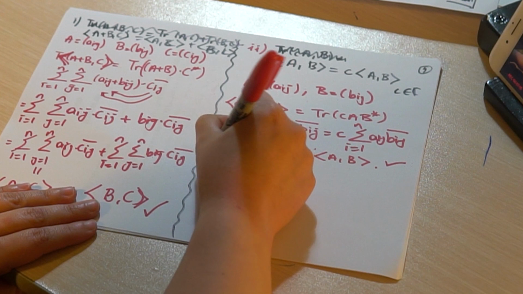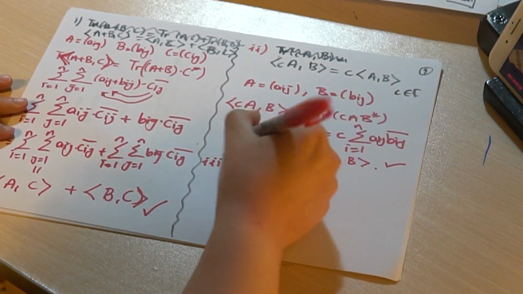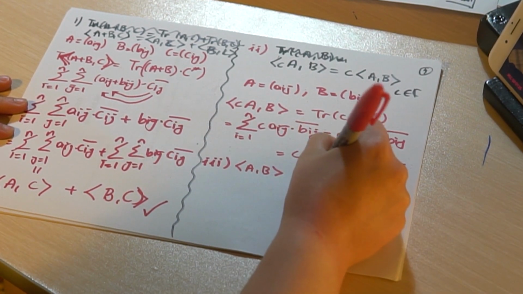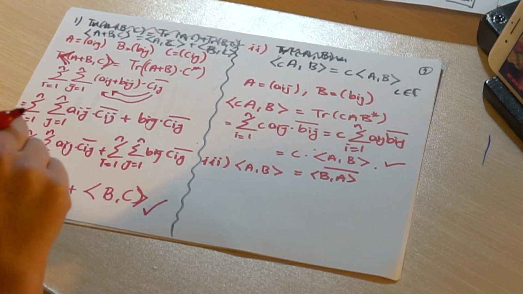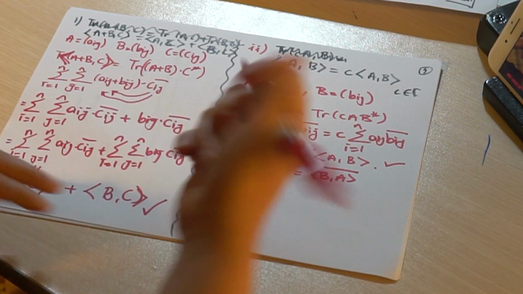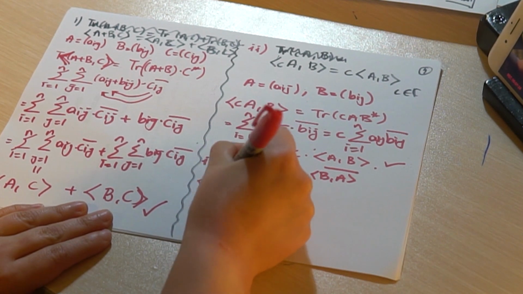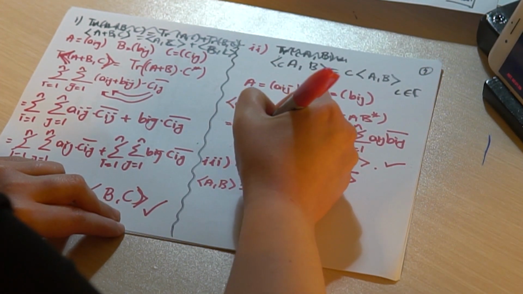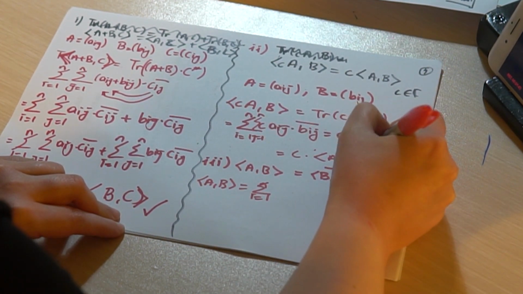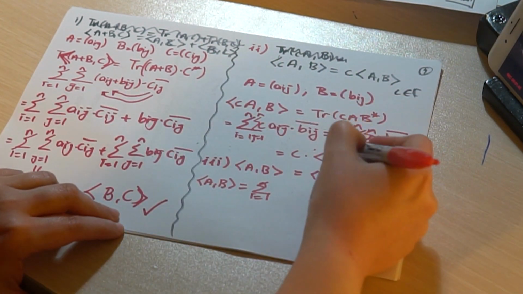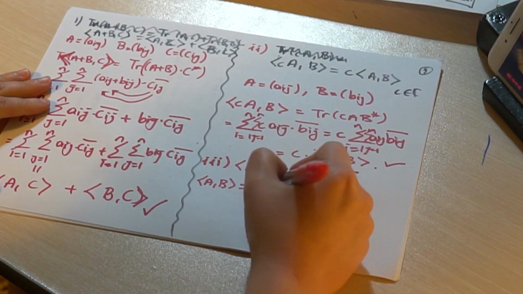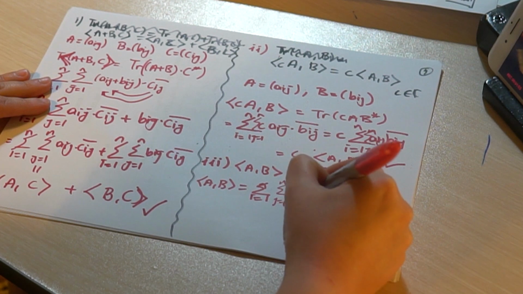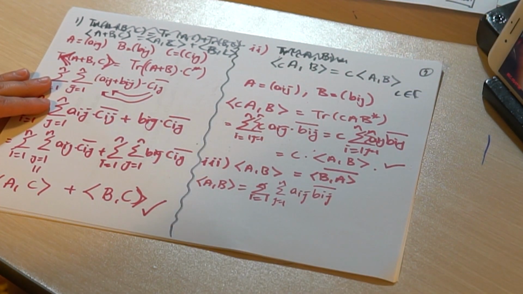So we need to show the third one, which is that the product AB is equal to the product BA conjugate. Now again, let's look at what this one is. A product B is equal to the sum over I from 1 up to n, J from 1 up to n, of Aij times Bij conjugate, right?